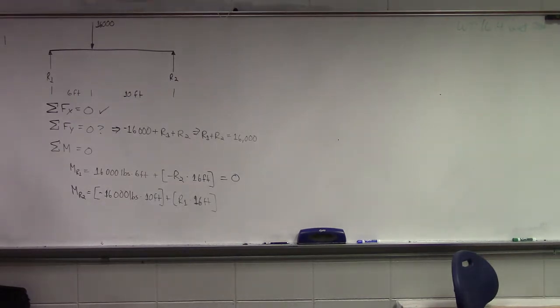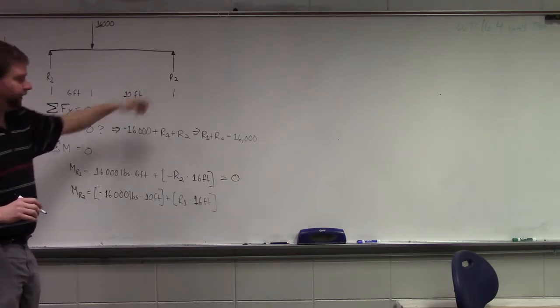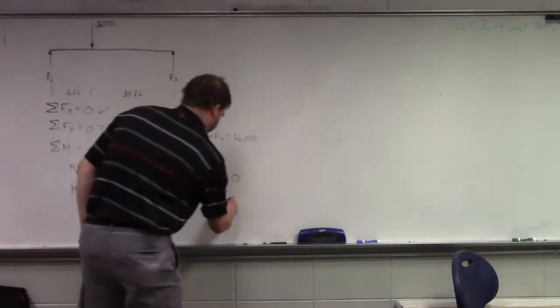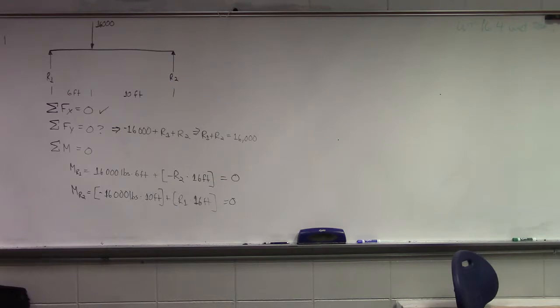So you have to remember that if you're taking a moment about a point, it's going to give you the other reaction is what's going to kick out. Okay? And then you solve for that one by going back to your F sub y calculation. Okay, so that one should have been a lot easier. I'm sure my calculations will work out now.